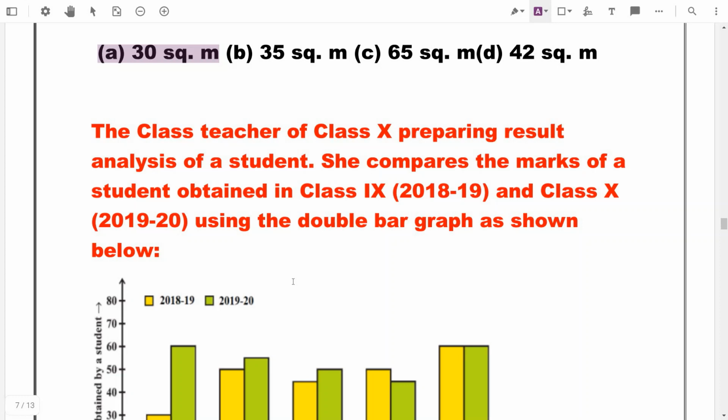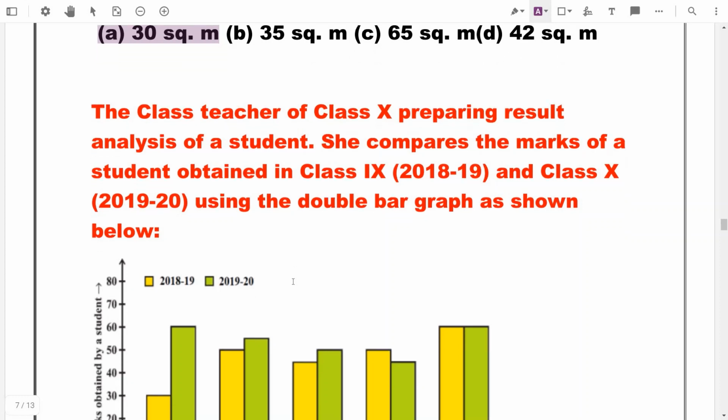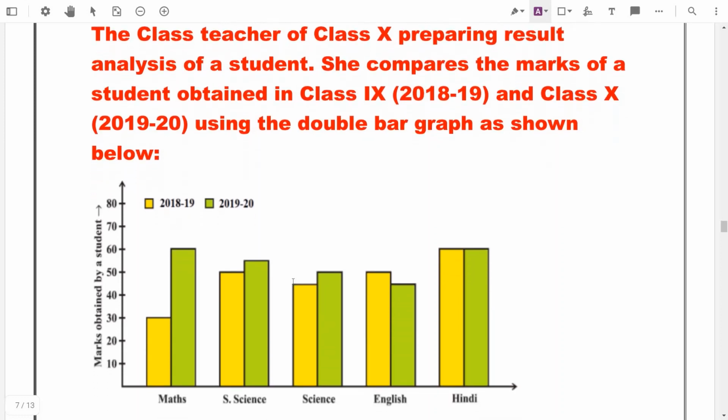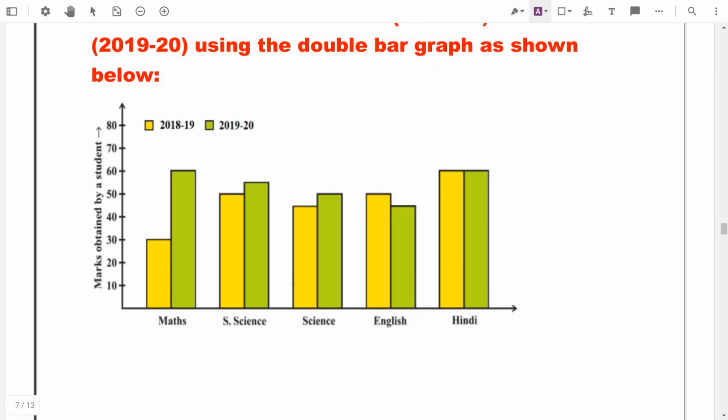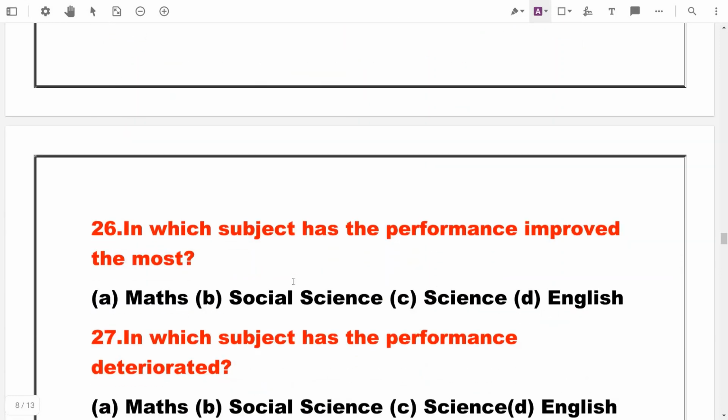Next question, the class teacher of class 10 is preparing result analysis of a student. She compares the marks of a student obtained in class 9, 2018 to 19, and class 10, 2019 to 20, using the double bar graph as shown below. The questions are, in which subject has the performance improved the most? Maths, social science, science, English. Answer A, Maths.